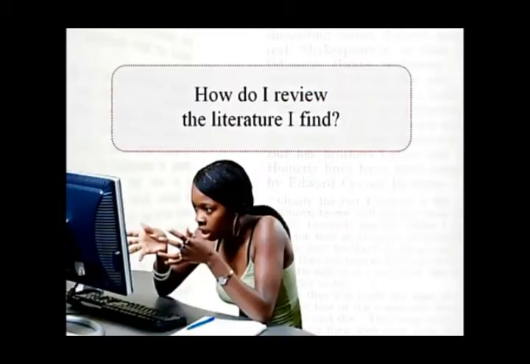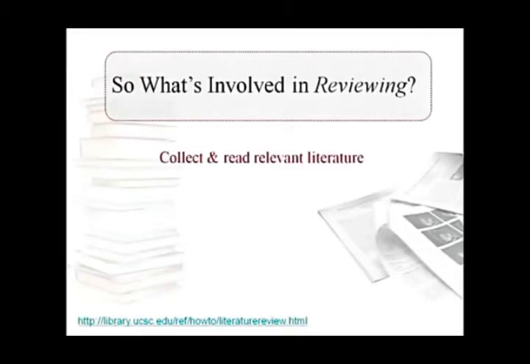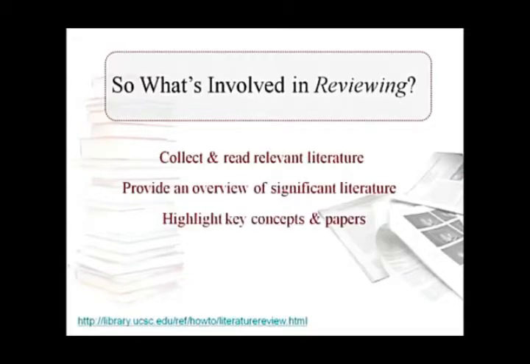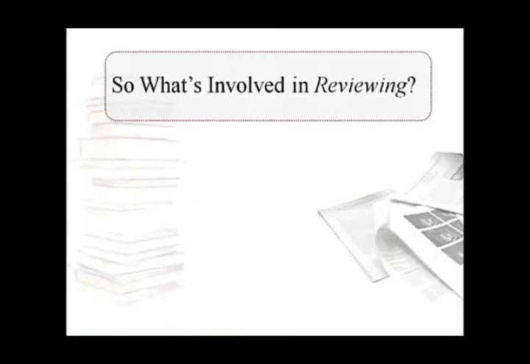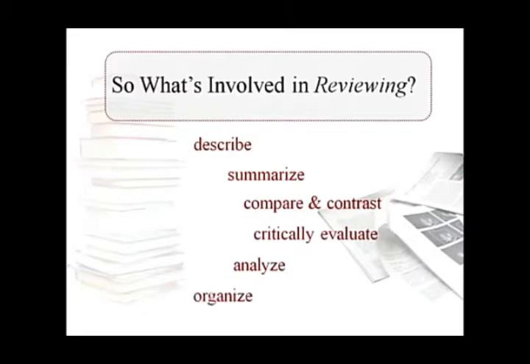At this point, you might be wondering, how do I actually review the literature I find? Let's look at what it means to review the literature. In the most general sense, it means that you collect and read all the relevant papers and other literature on your topic. You want to provide an overview, but also highlight key concepts and important papers. As you read, you may start by describing and summarizing each article. Then you can start to make connections by comparing and contrasting those papers. You will also need to evaluate, analyze, and organize the information from your reading.